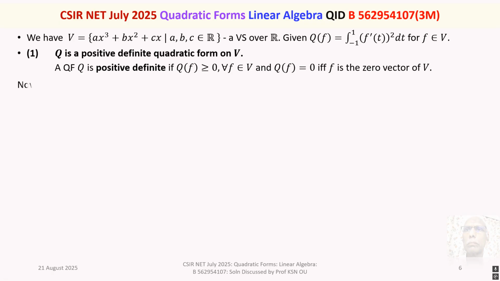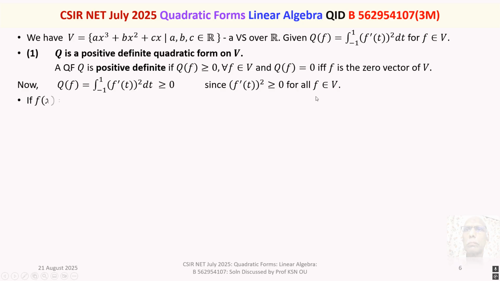Agreed? Now, Q of f, by definition, is the integral from -1 to +1 of f prime t squared dt. It is always greater than or equal to 0. Why? Because f prime t squared is greater than or equal to 0 for all t, and this is true for all f belonging to V also. The integrand is greater than or equal to 0 for all f belonging to V. That is why the integral is greater than or equal to 0. Now, if f of x is equal to 0, then Q of f is obviously equal to 0.